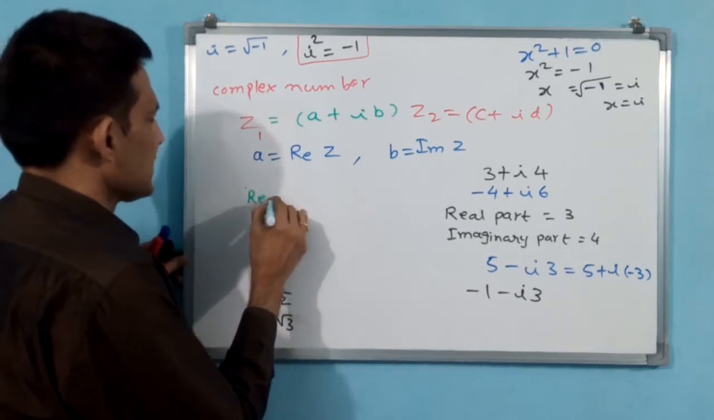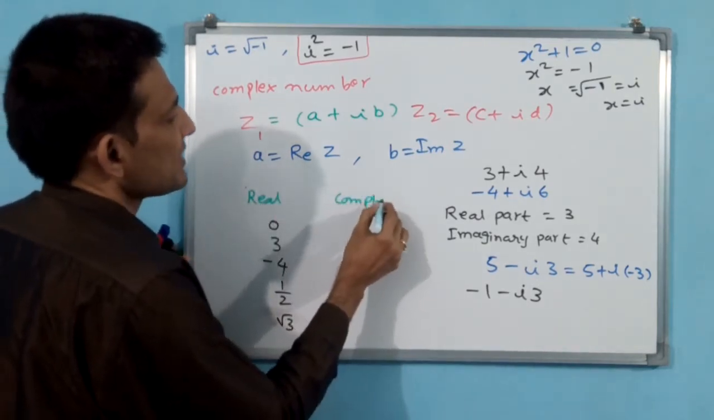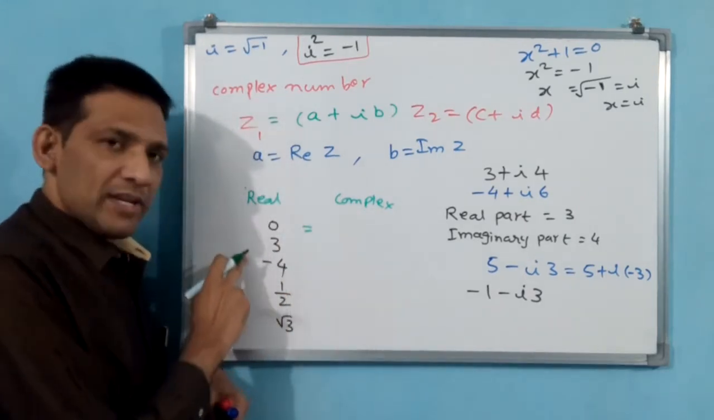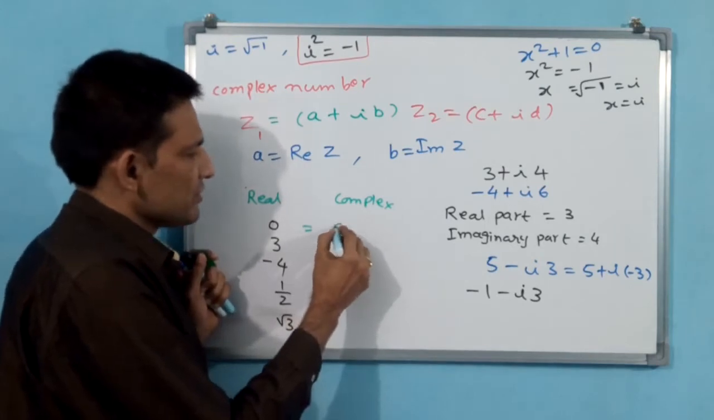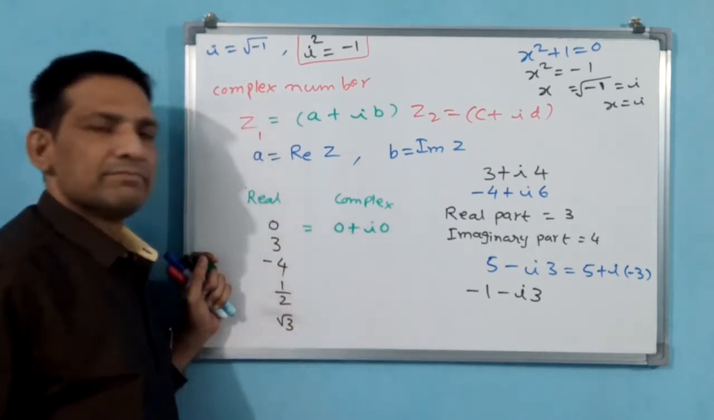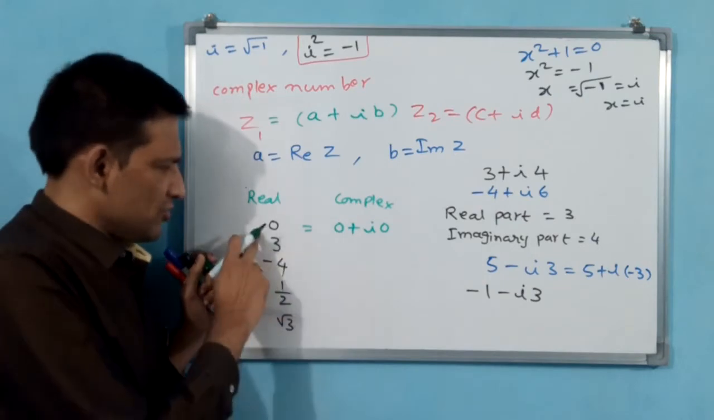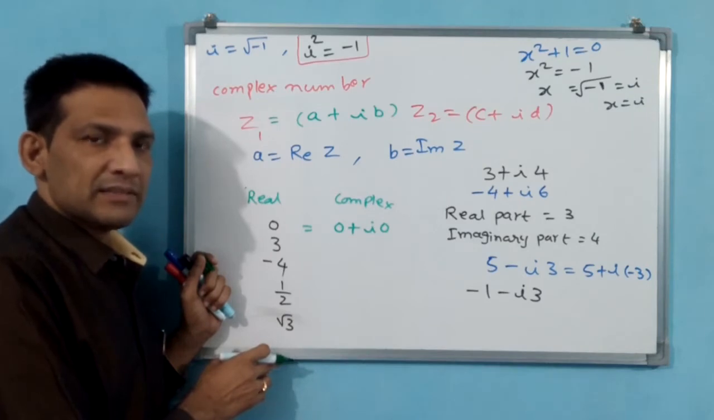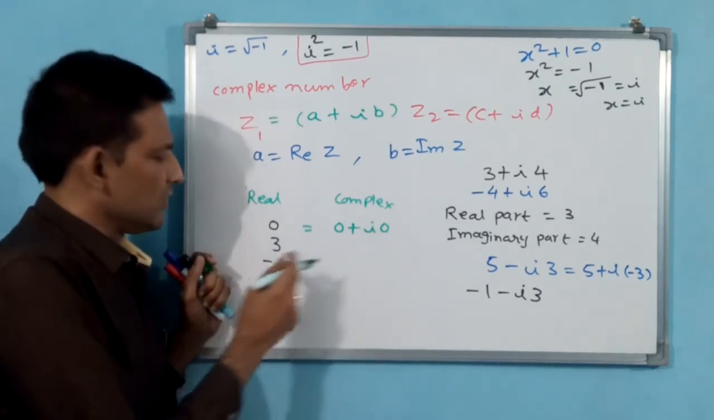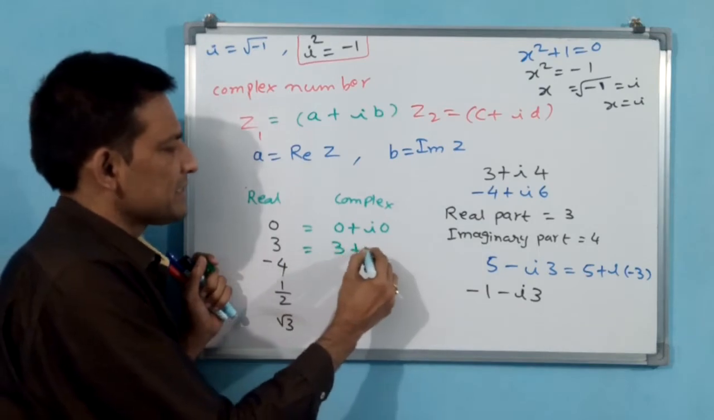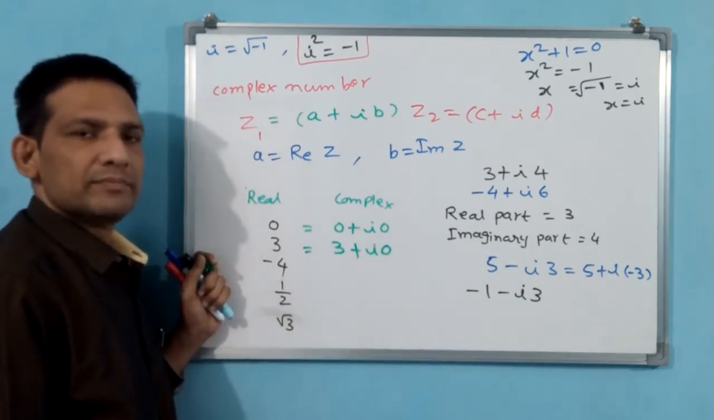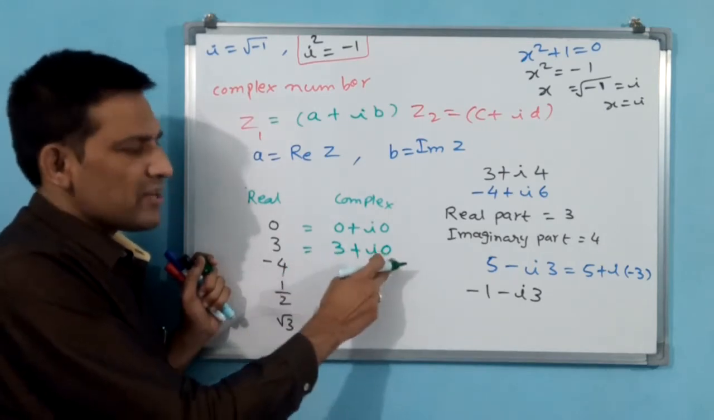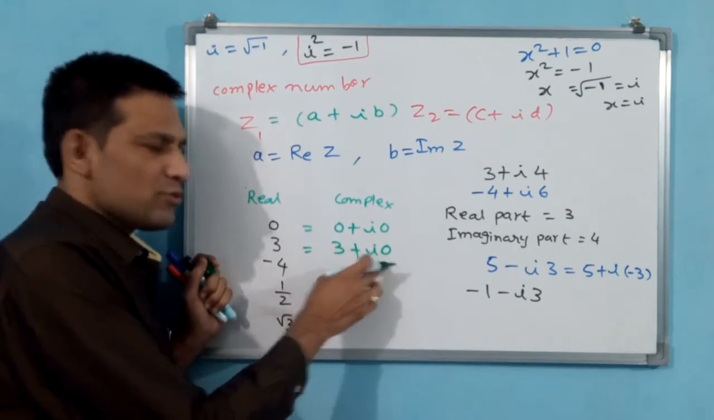See, real numbers, complex numbers. Equivalent of these numbers I am writing. You see, 0 is a real number, and this you can write as 0 plus I0. Why? Because the real part is 0, the imaginary part is 0. See, real number means the imaginary part is not there. Imaginary part is always 0. That is why you have to write 0. 3 is equal to 3 plus I0. You understand? Real part is 3, but imaginary part is 0. You write 3 plus I0 or 3, both are the same.